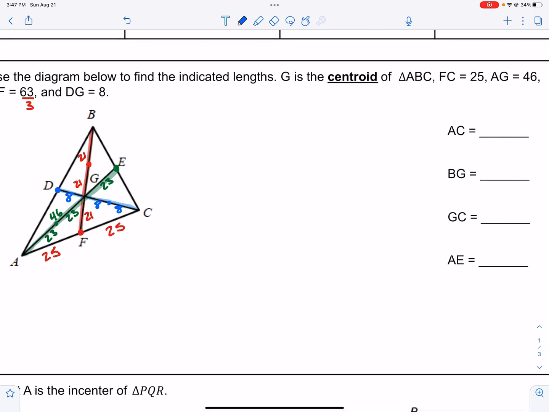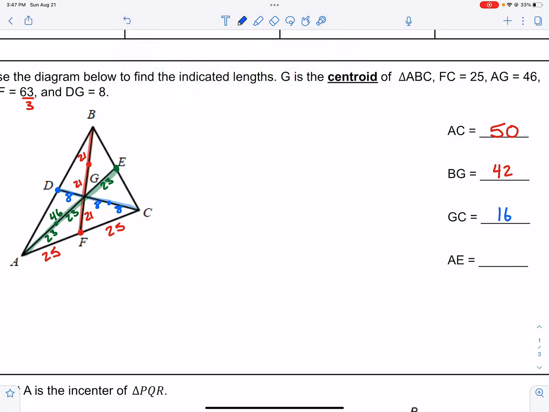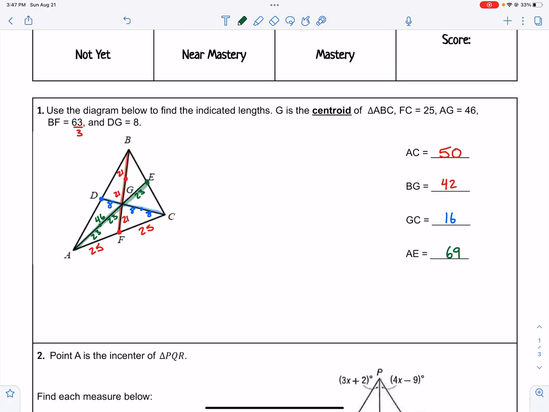So AC, I can tell, is now 50. I've got that labeled. 25 plus 25 would give me 50. BG is 21 plus 21 right there, so that would be 42. Let's see, GC is 8 plus 8. That piece right there we've got labeled with the 2 8s would give us 16. And then AE is the total median, and each part of that was 23. So then 23 times 3 would be 69. So that's it for number 1.